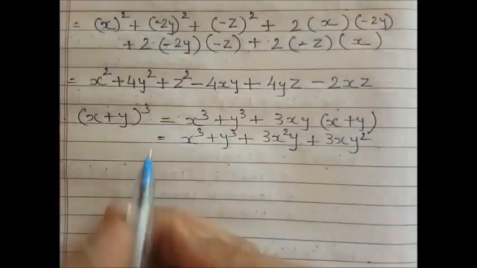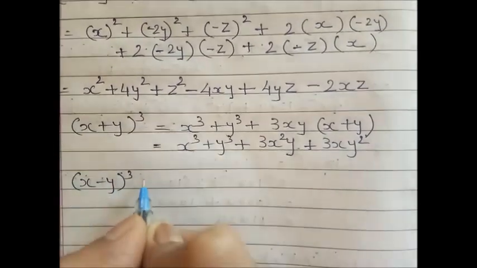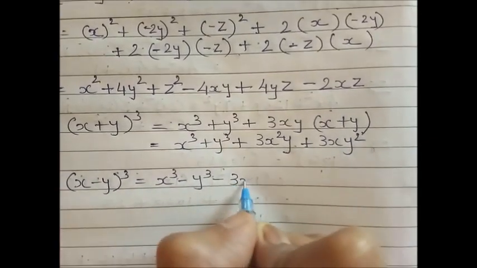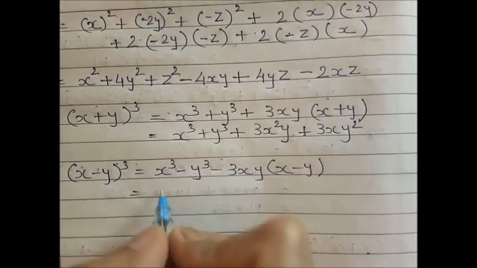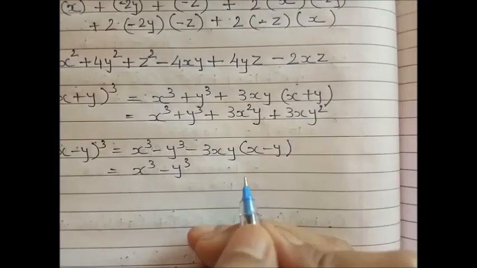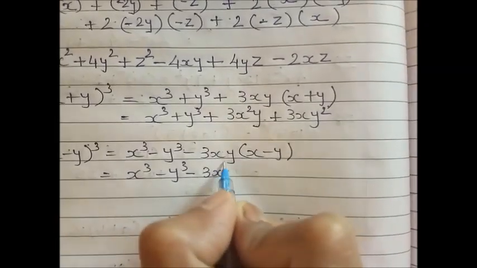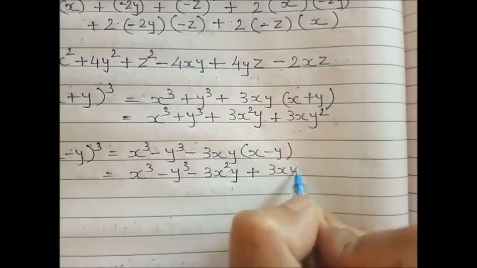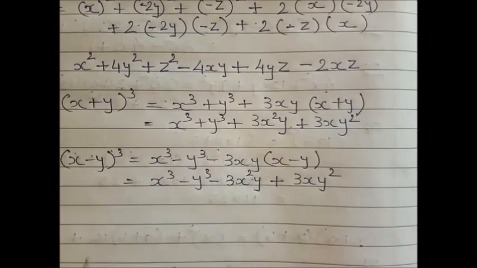Right, the next is same but with the negative sign, that is (x minus y) cube, that is x cube minus y cube minus 3xy into (x minus y). You can simplify: x cube minus y cube minus 3xy into x, that is 3x square y, then minus minus plus 3xy square. Now see, both the identities are same, only the difference of sign, right?